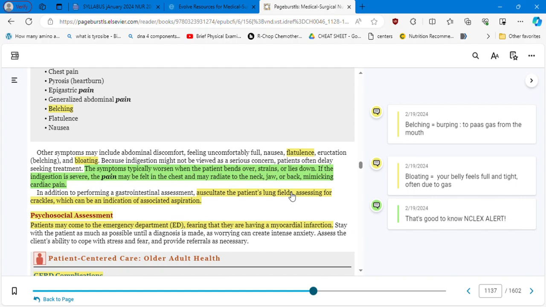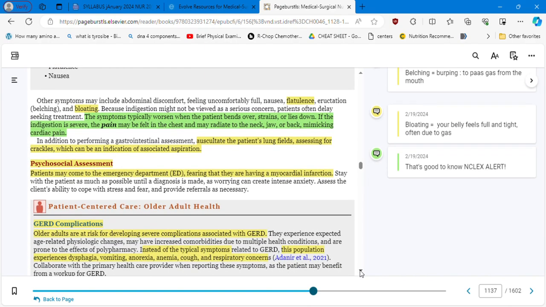Auscultate the patient's lungs, assessing for crackles, which can be an indication of associated aspiration. That's why I strongly recommend you look for videos for lung assessment and lung sounds. Where exactly do you position your stethoscope? I would love to do so, but I have to be doing that during the lungs lecture, not in this lecture. Okay, find videos, practice with family members, and there are very nice mnemonics also to learn about lung sounds. Okay, what else?